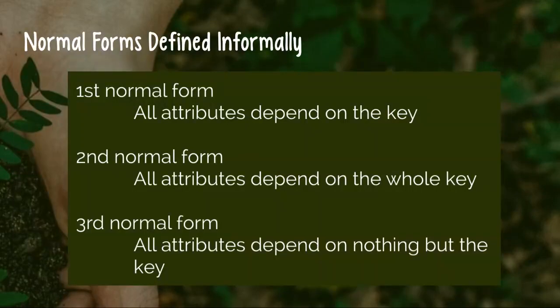As a summary, we can say the normal forms defined informally are: in first normal form, all attributes depend on the key; in second normal form, all attributes depend on the whole key; and in third normal form, all attributes depend on nothing but the key. That is the informal definition that we can remember.